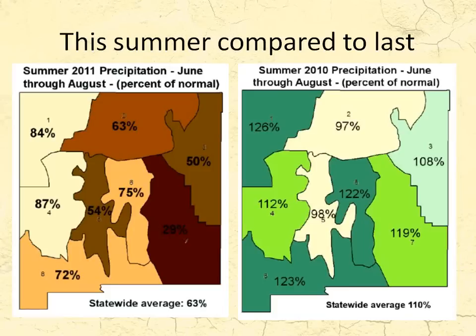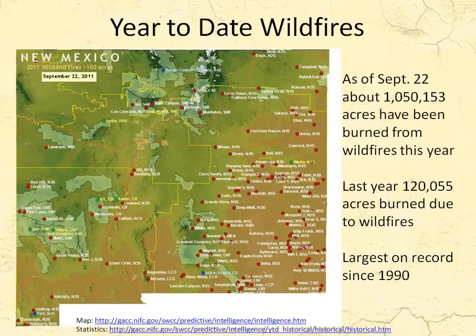And if you compare that to last year, it's a whole different picture. We're looking at most of the climate divisions were more than 100% of normal, with only the Central Valley's climate division just shy in the northern mountains. So if you look at statewide average, 63% for this year; last year, it was 110% of normal. Okay, next slide. I just want to acknowledge Ed Glasgow of the National Weather Service Forecast Office in Albuquerque for helping out with these graphics.